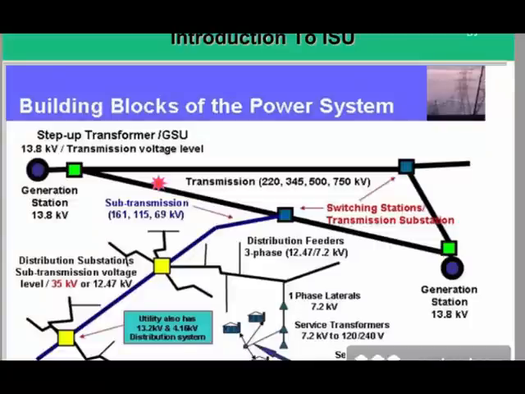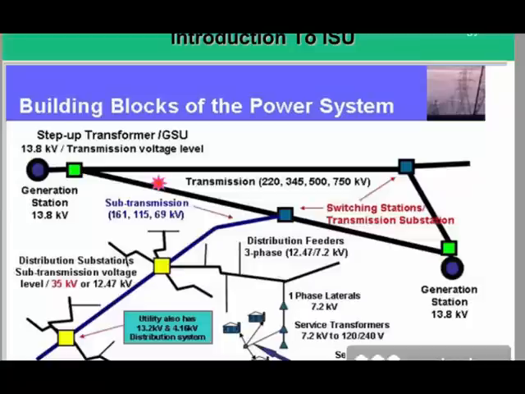This is the building block of the power system. So I would request you to carefully look at this particular slide and try to understand each and every aspect of it. There is a generation station which is generating 13.8 kilovolt of electricity, and then there is a step-up transformer which increases the voltage to 69 kilovolt, and then this is transmitted through 220 kilovolt, 750 and 69 kilovolt lines, till it goes to a switching station, which is a transmission substation.